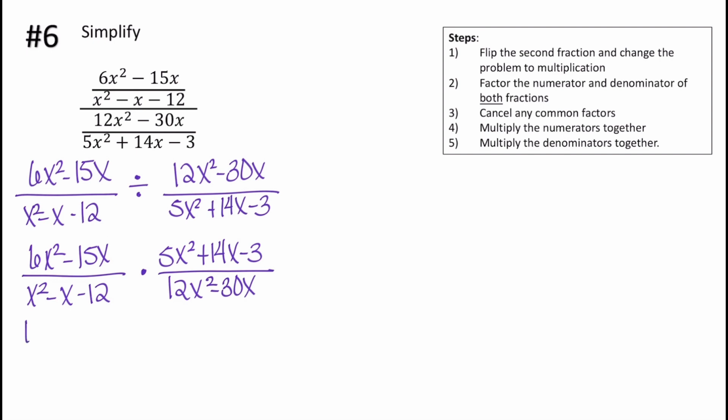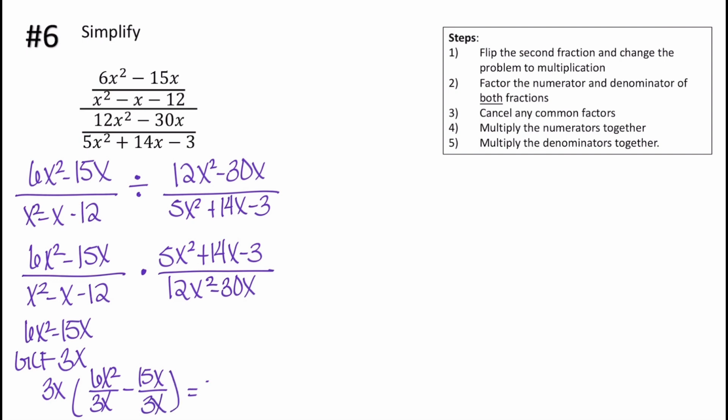So if I look at 6x squared minus 15x, I have a GCF. I can factor out a 3, and I can also factor out an x. So if I factor that out, I have 3x times 6x squared over 3x minus 15x over 3x. So that is going to leave me with 3x times 6 over 3, which is 2, and then x squared over x, which is x. Then I have 15 over 3, which is 5, and then x and x cancel.